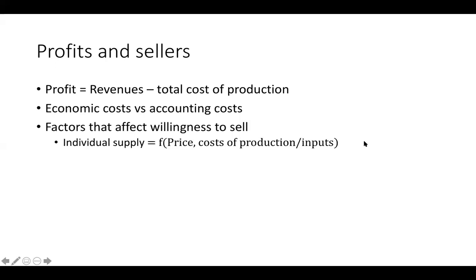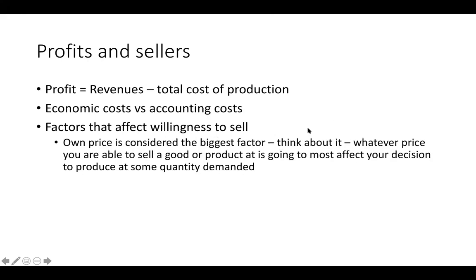So just as we had factors that affected our willingness for demand, we also have factors that affect our willingness to sell. So for an individual supply curve, once again, we could say individual supply equals some function, just meaning that there's a relationship between the supply and price and the cost of inputs, cost of production. So anything that is going to impact the price of inputs is going to impact the supply of this good. And then the main factor, once again, is going to be that own price, a huge factor in determining what's going to be sold.